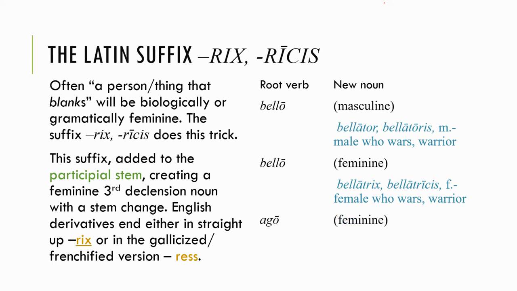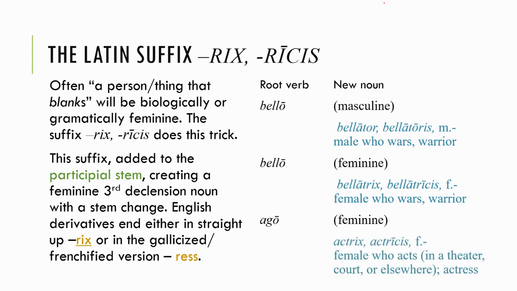From ago, meaning to do or act, we get actrix, actricis. This would be a female who acts in a theater, who acts in court, or elsewhere. It's where we get our word actress. But actrix is actually a term that has come forward as a direct derivative in English. An actrix is a female who acts in a court case in British law.